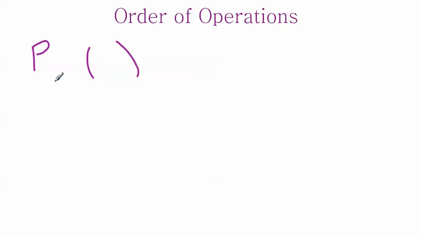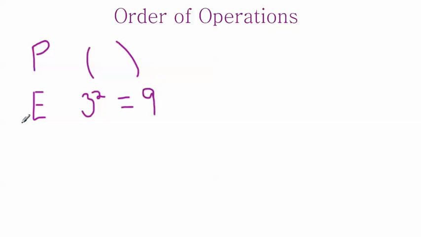After anything with parentheses, we would solve anything with exponents. So if we saw something like 3 squared, we would solve that. So we would replace it with a 9 because that's what 3 squared is.